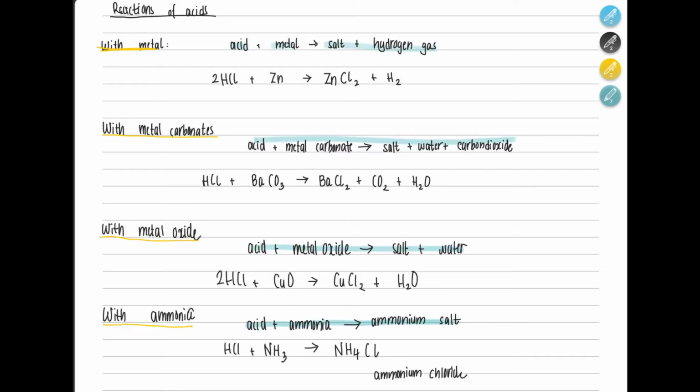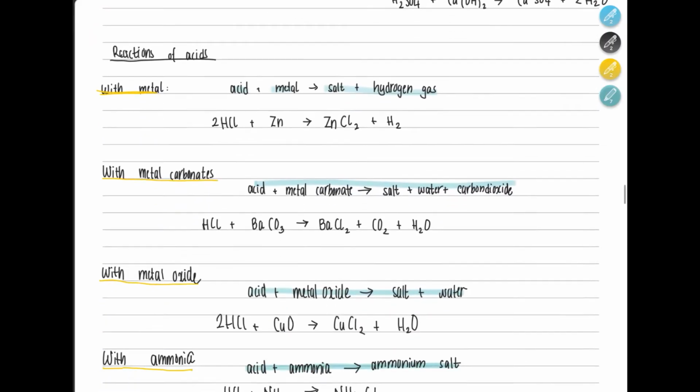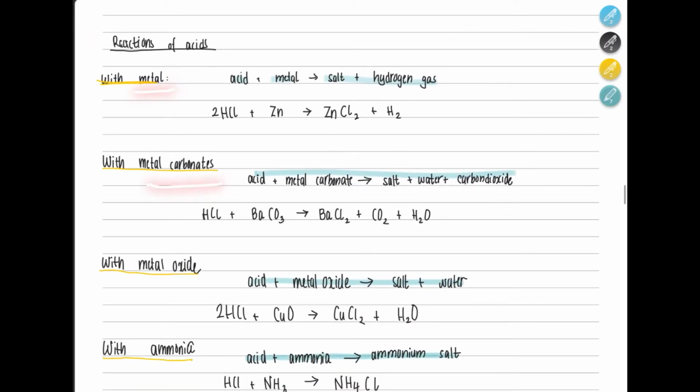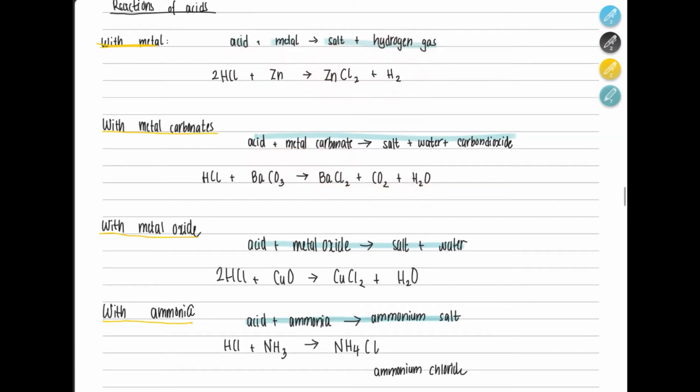Now, neutralization is not the only way through which you can get salts. When acid reacts with metals, metal carbonates, metal oxides, or ammonia, you also get a salt. For example, when acid and metal react, you get salt and hydrogen gas. When acid reacts with the metal carbonate, you get your salt plus carbon dioxide and water. With metal oxide, you get your salt and water. You basically have to balance your equation, right? And then when it reacts with ammonia, you get ammonium chloride. Okay, so these are some ways you can get salt from an acid.